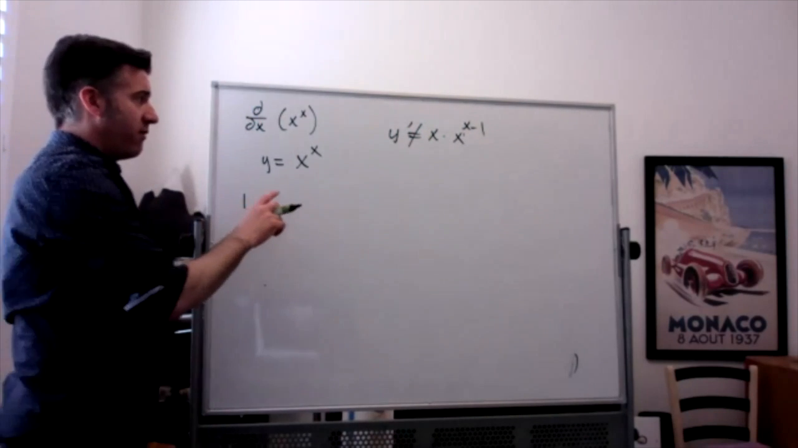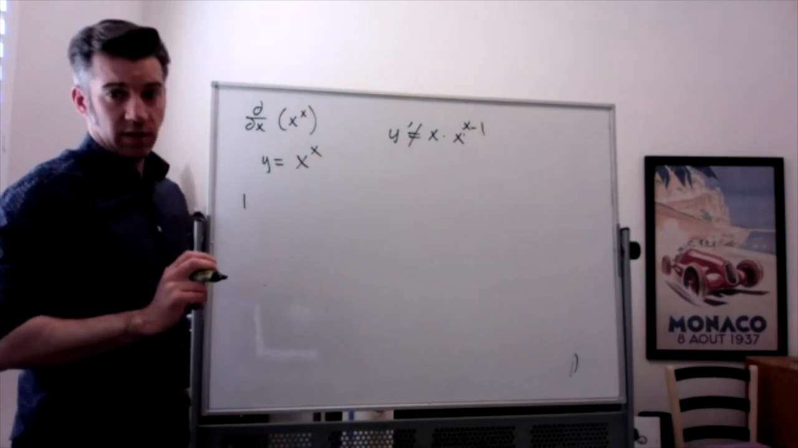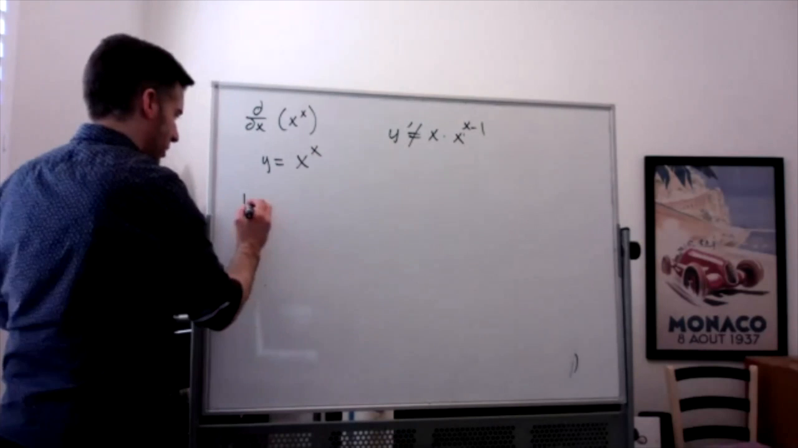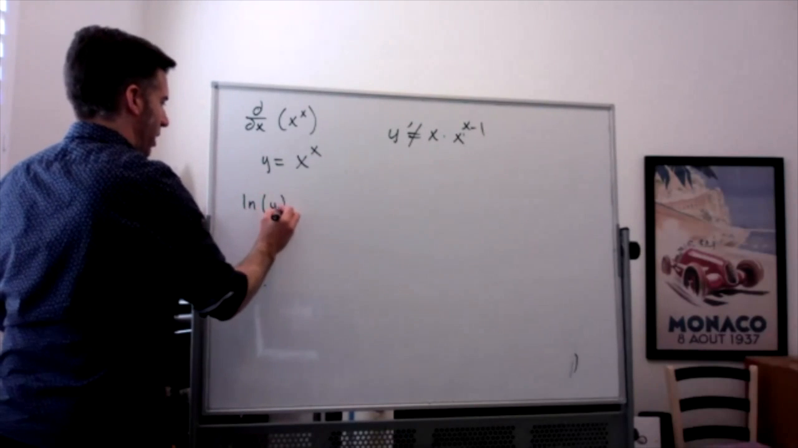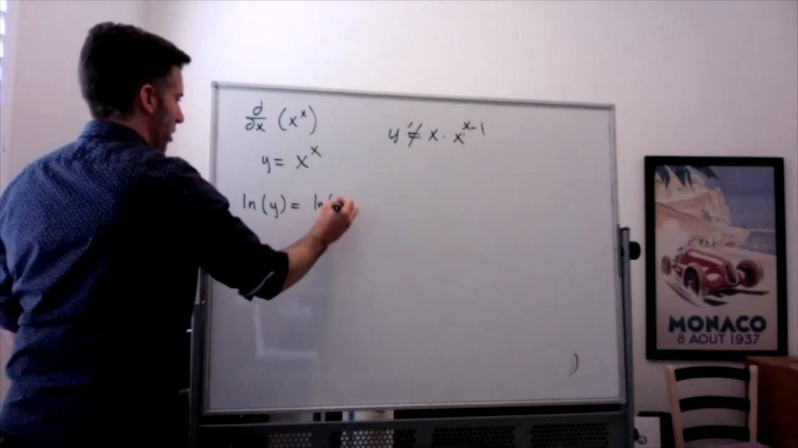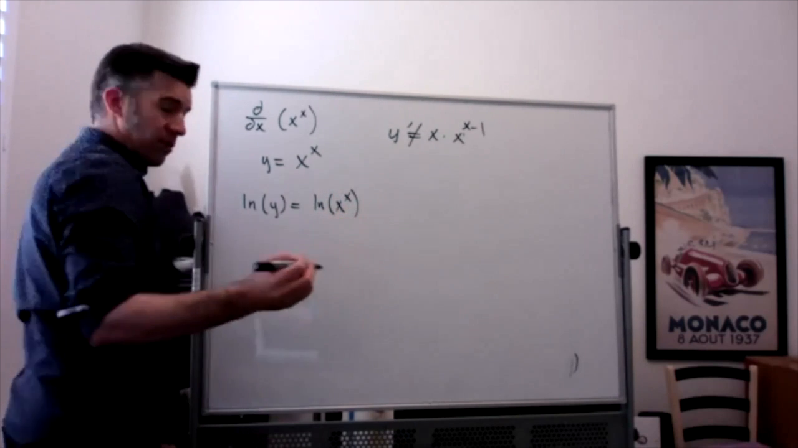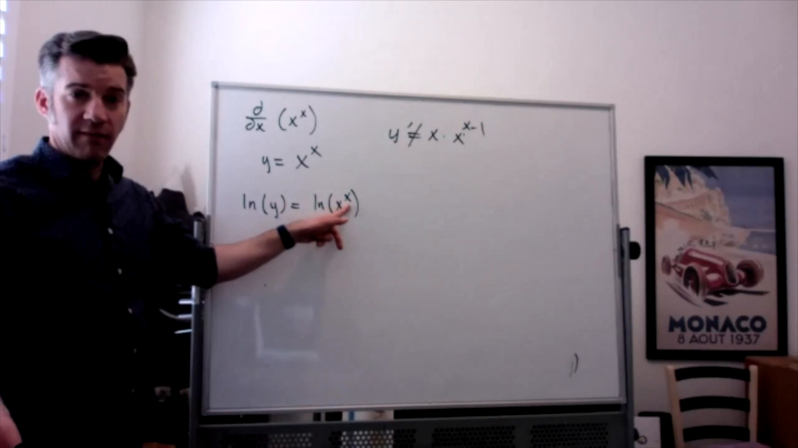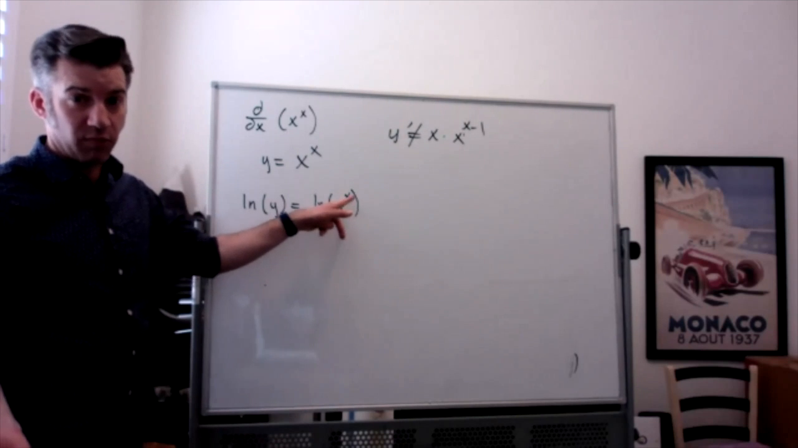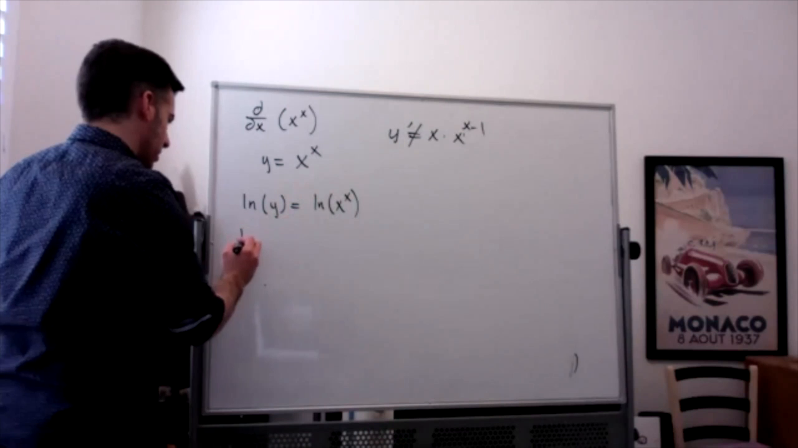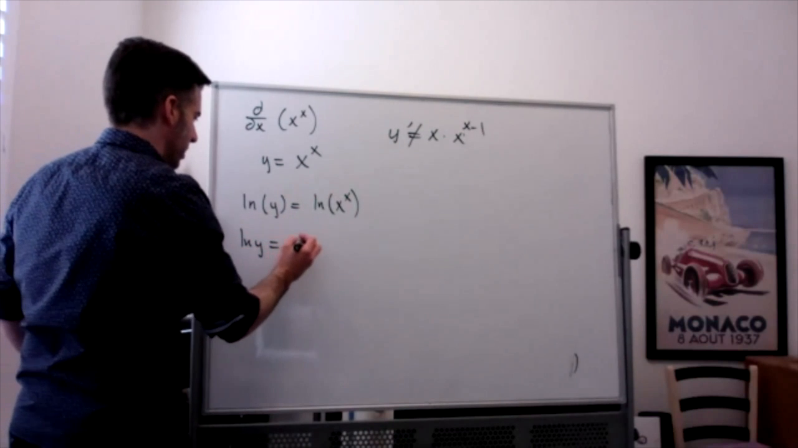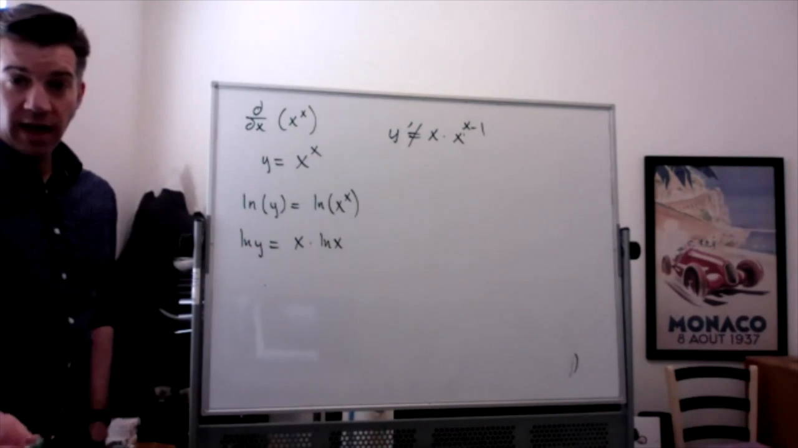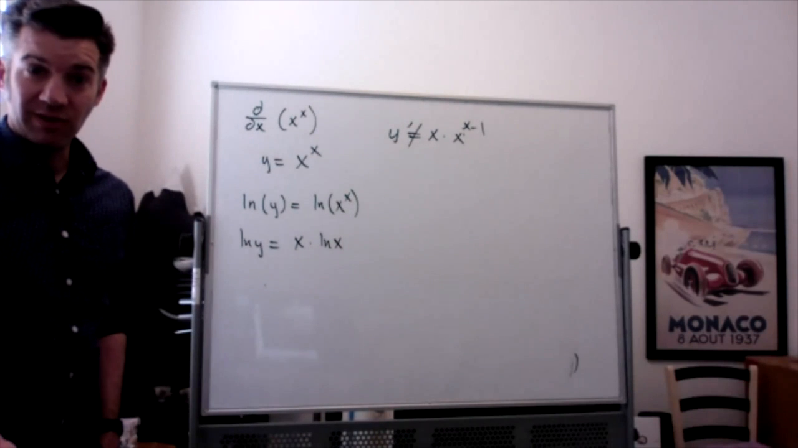Whenever you have a variable in your base and your exponent, you really have to do something a little bit more complicated. So the natural log of y equals the natural log of x to the x. The reason we're taking the natural log of both sides is so that we can get this variable out of the exponent. We can bring that down in front. So the natural log of y equals x times natural log of x. Then we're going to differentiate both sides.